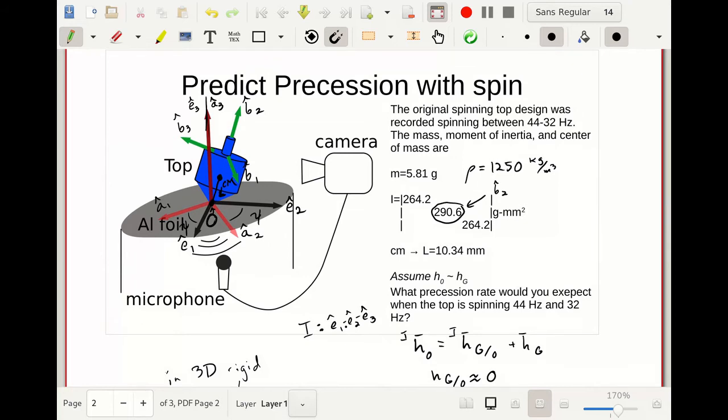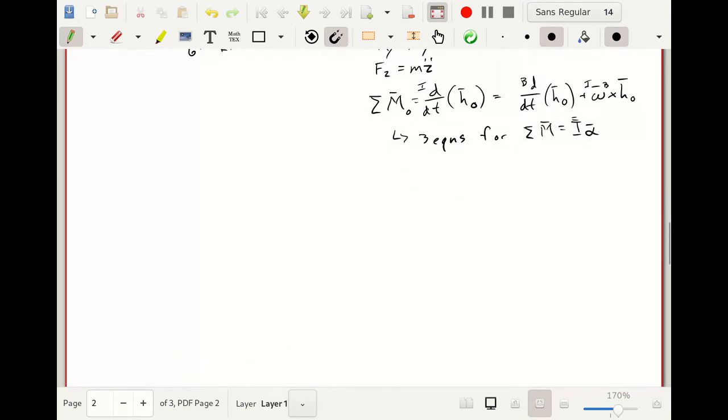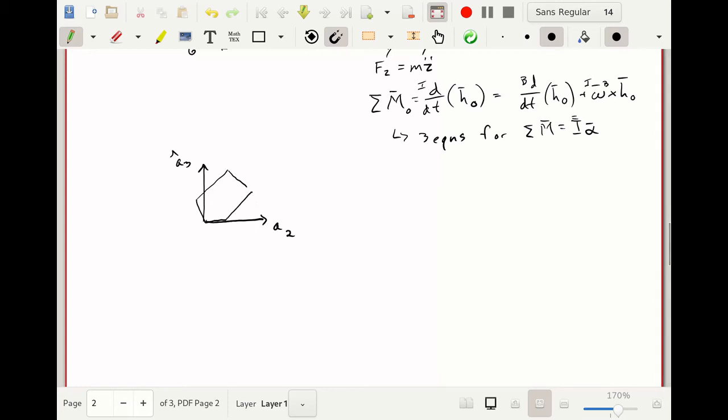So looking at these body frames, I just want to look at this A2, A3 axis. Take it as if I'm taking a plane along here. I want to look at this rotating frame and grab a snapshot. So if I take that A3, which is also equal to E3, and I draw this A2 axis, then I've got my top that I'll draw in like this. And pointing up along here is my B2 axis.